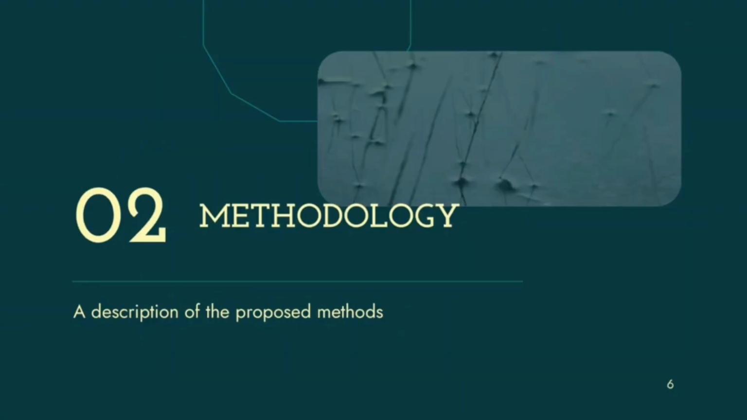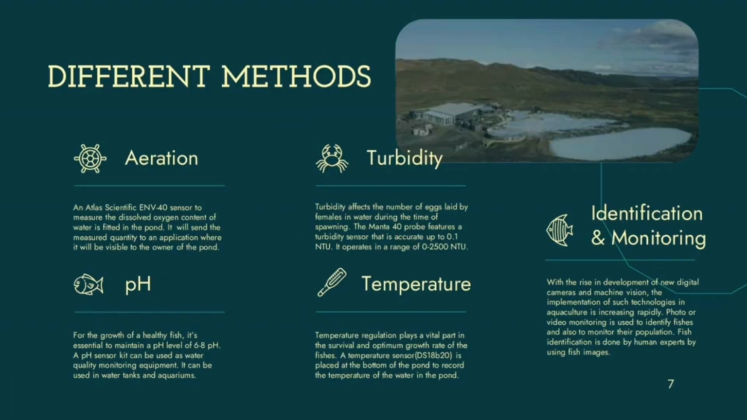The methods to handle these problems are as follows. Aeration. The pond will have an Atlas Scientific ENV40 sensor installed to gauge the water's dissolved oxygen content. The measured amount will be transmitted to an application where the pond owner can see it. Turbidity. The amount of eggs that females lay in water when they are spawning is influenced by turbidity. A turbidity sensor with an accuracy of 0.1 NTU is a feature of the Manta 40 probe. It operates in a range of 0 to 2500 NTU.